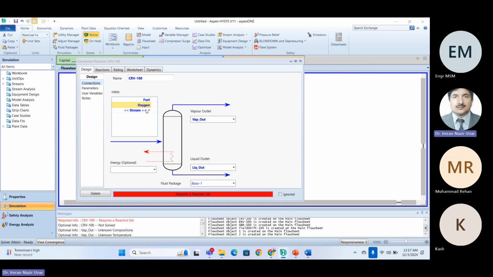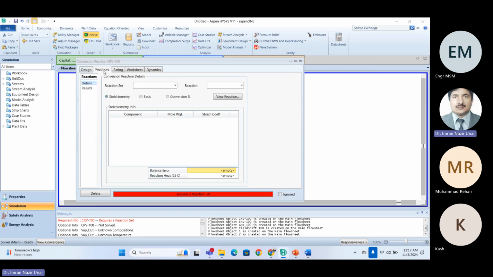This is the first time that all these stream information is there, but this red color bar is not converted into yellow. Usually, in other operations, when you define all the inlets and outlets, then this red bar becomes a yellow bar. Then you have to define the parameters. Now it says that a reaction set is required. For reactors, you must have a reaction set.